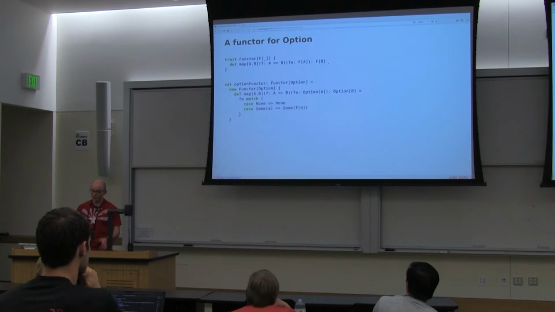And so here's an example. If we were to implement a functor for the option type, given a function A to B and an option to maybe apply it to, we either produce a none or a some that we've run that function on.